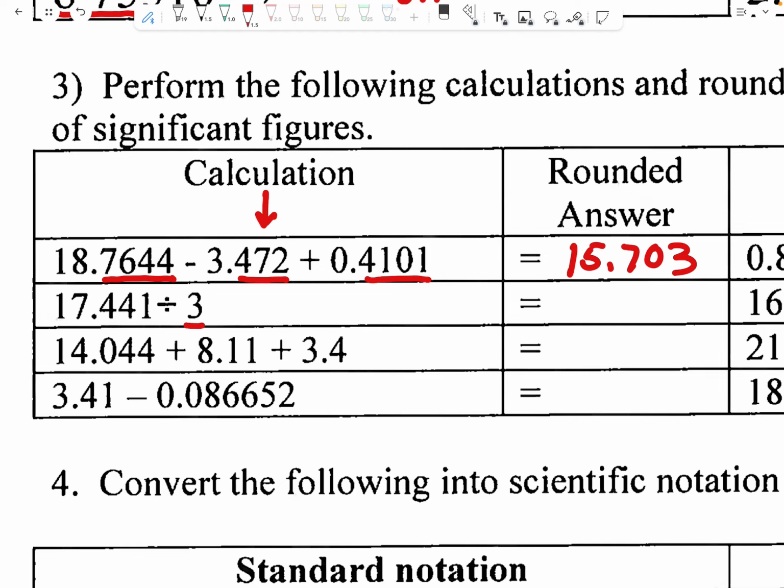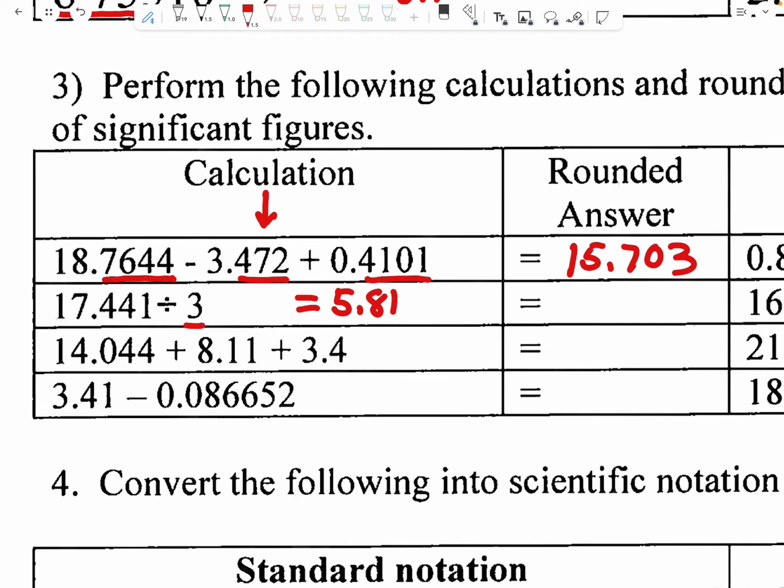So 17.441 divided by 3, the answer comes out to be, we'll write it right here, 5.81 and other numbers besides that. We only need 1 sig fig in the answer.